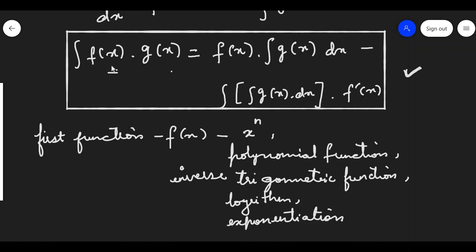So the first function that you select has to be differentiable, and therefore to make our problem easy, we select the first function, either a power of x or a polynomial function or inverse trigonometric functions or logarithmic functions or exponentiations. If you do this, you will be able to solve these problems very easily.